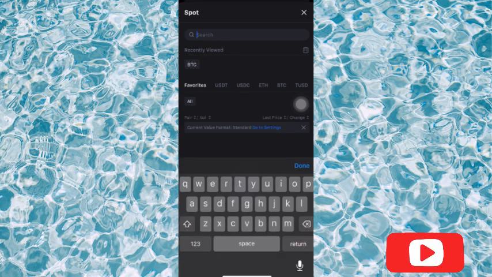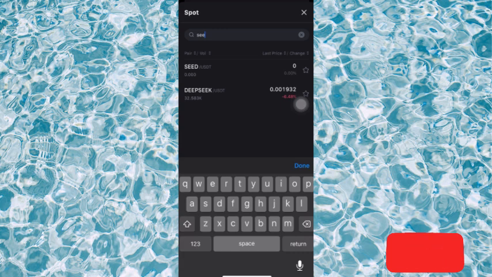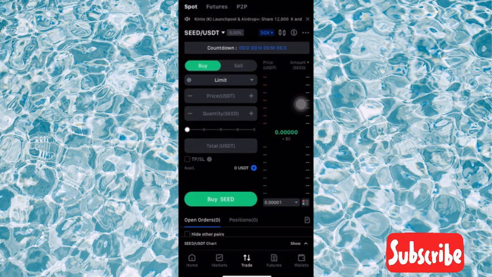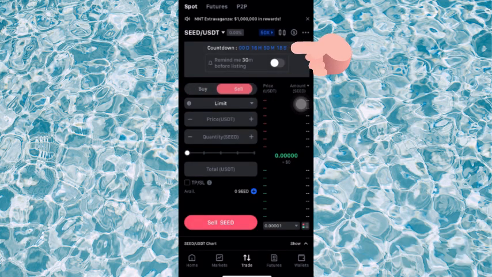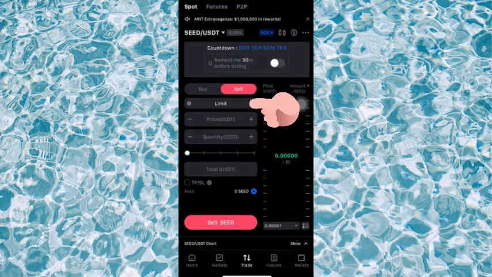You're going to see search, and what you're going to search here is seed. Let me type in seed, and you're going to see it over there, SEED/USDT. And what you have to do next is go over to sell. You can see the hours counting there, there are 16 hours before the listing.